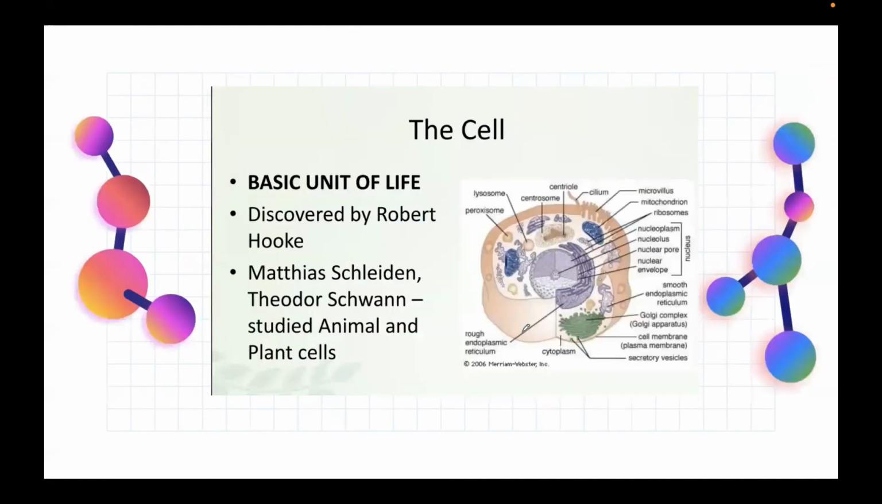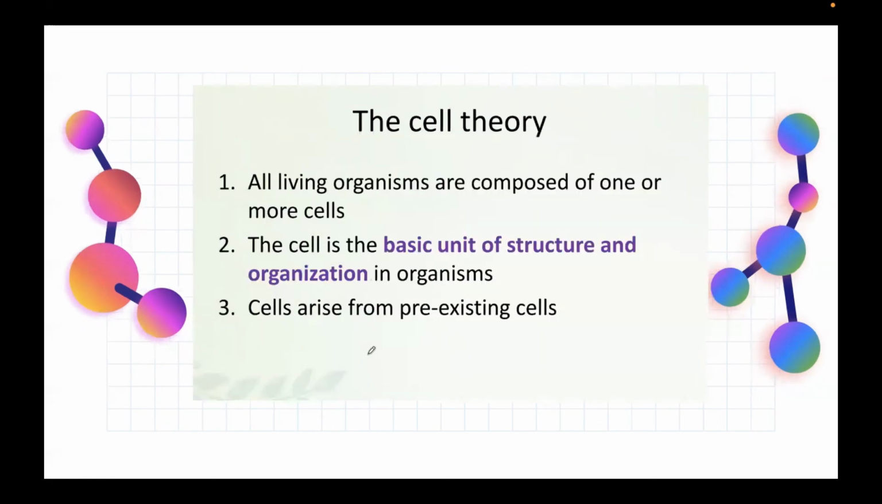So the cell is the basic unit of life. Okay? And then it was Robert Hooke who discovered the cell. Okay, it was Matthias Schleiden and Theodor Schwann who studied the animal and plant cells. And for the cell theory, pakitandaan tong tatlo: all living organisms are composed of one or more cells. The cell is the basic unit of structure and organization in organisms, and cells arise from pre-existing cells.